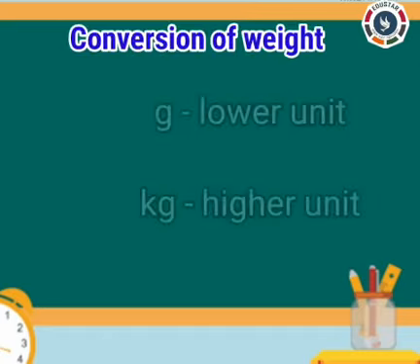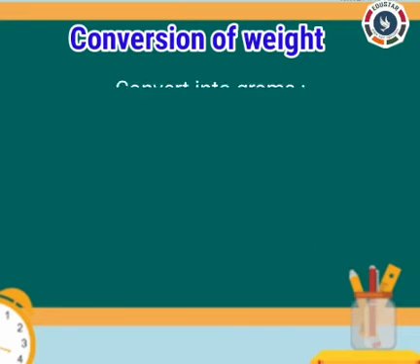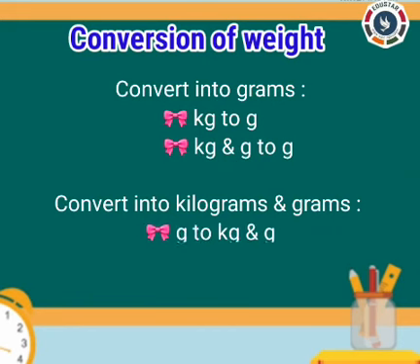Now let's see the conversion of weight. Here gram is the lower unit, kilogram is the higher unit. First we can convert from kilogram to gram. These are the conversions from higher to lower unit. Next, gram to kilogram. This is the conversion of lower unit to higher unit.